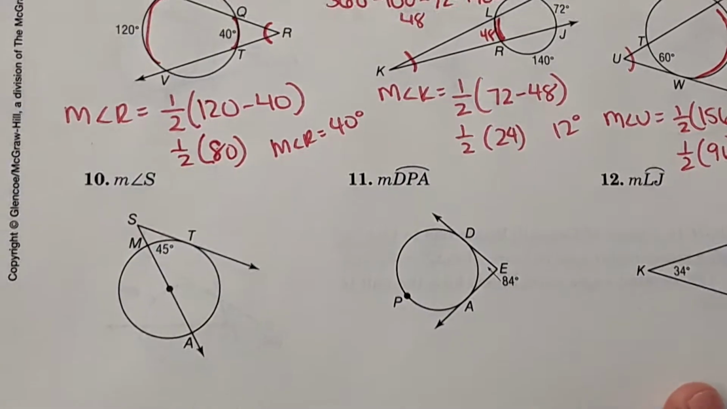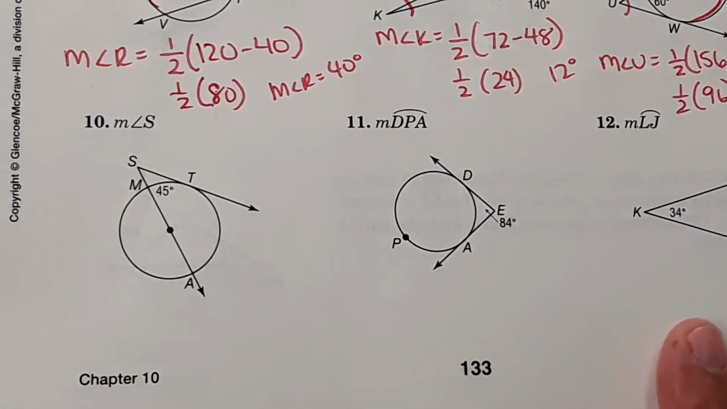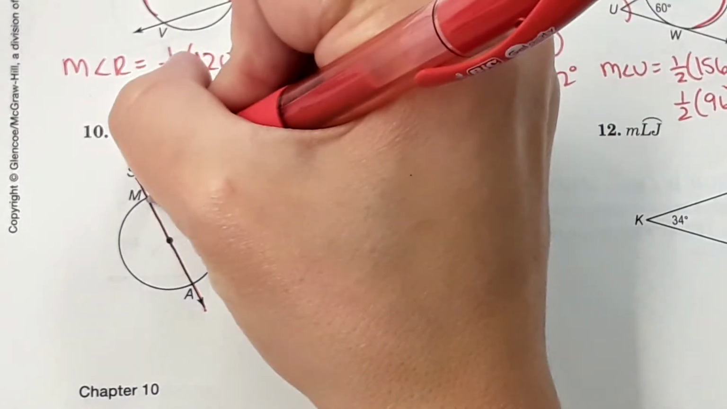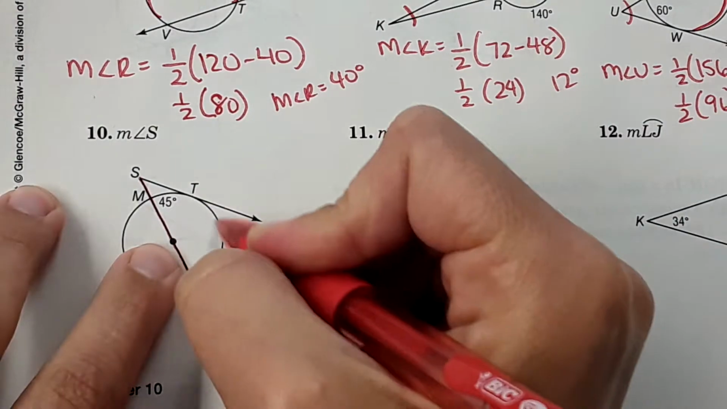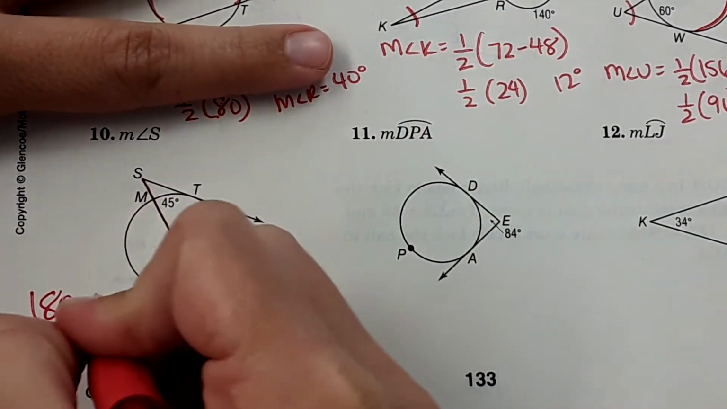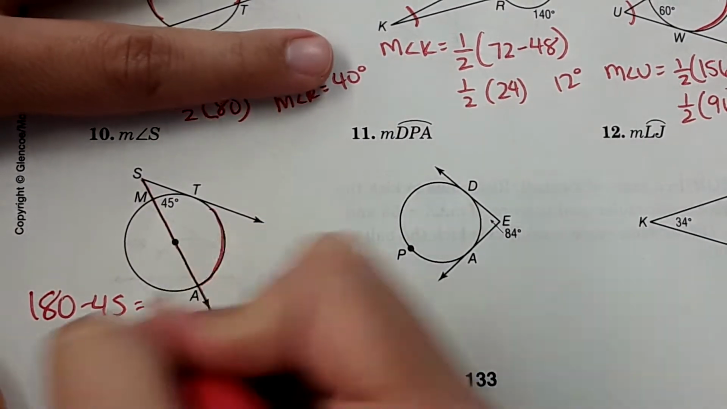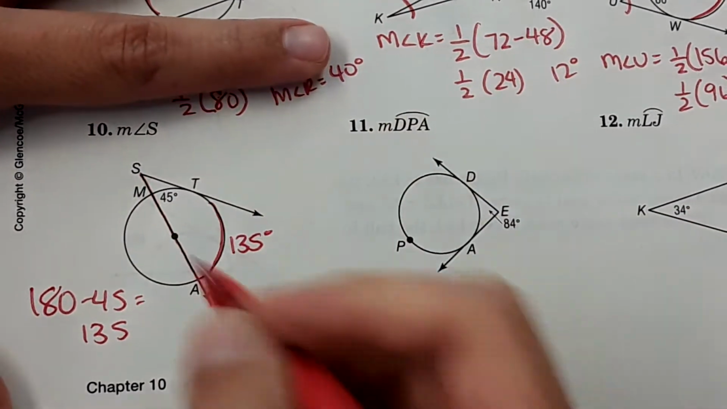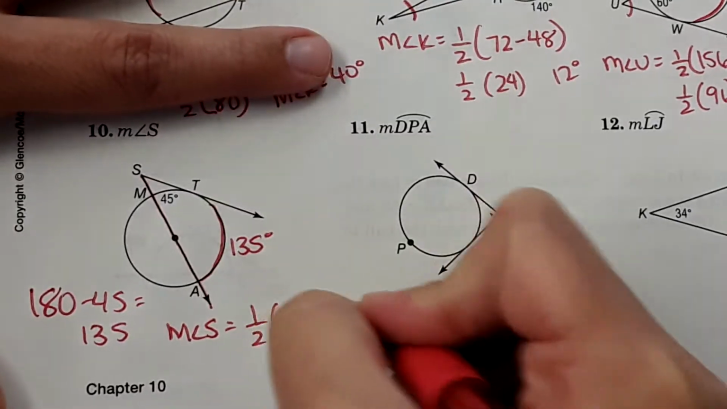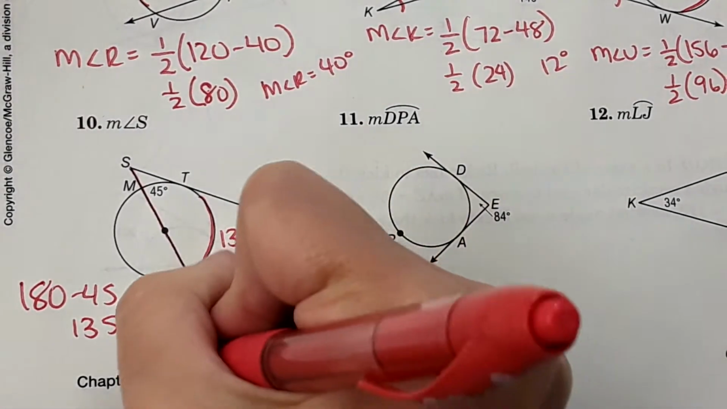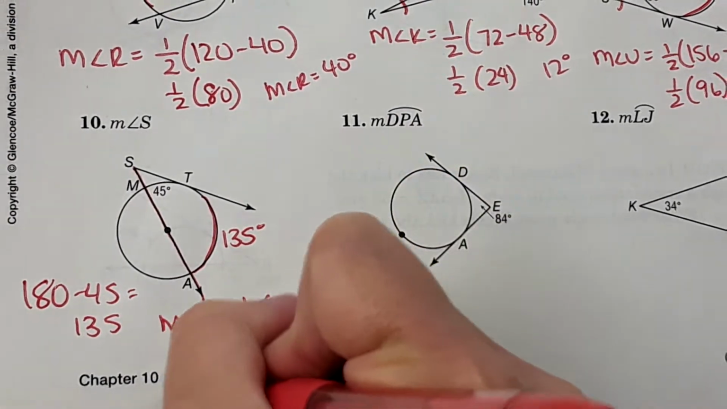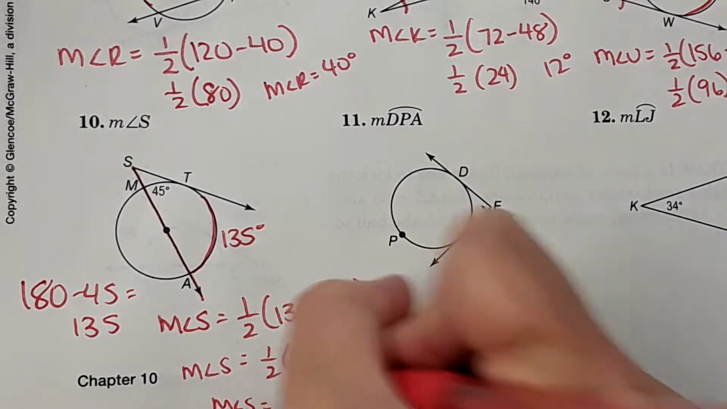Number 10. This one shows that this line goes through the center of the circle. That means this is also like the diameter, and everything on this side of the circle would add to 180. So to find this arc, we can do 180 minus 45 to get 135 degrees. And then the measure of angle S is 1/2 of 135 minus 45. 45 degrees, yeah.